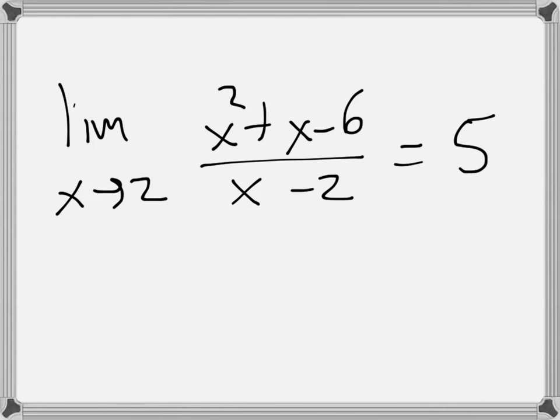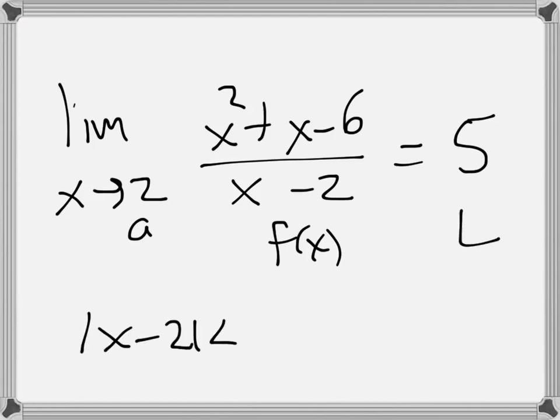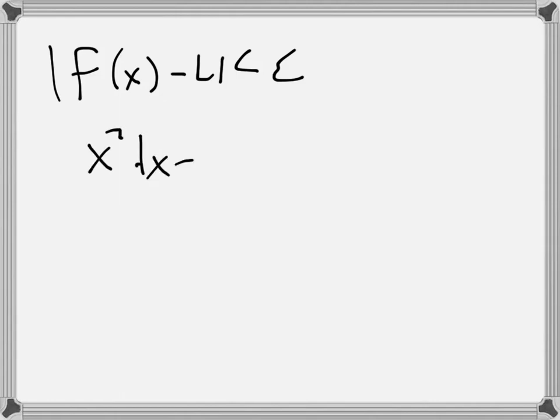We're going to note the fact that a is 2 here, and here's f of x and L. Because a is 2, we're trying to get information about x minus 2. We want that to be less than delta. But we start by looking at f of x minus L, and we look at the inequality we get there when we say that's less than epsilon. So, if I take f of x minus L to be less than epsilon, f of x here was x squared plus x minus 6 over x minus 2, and L was 5.